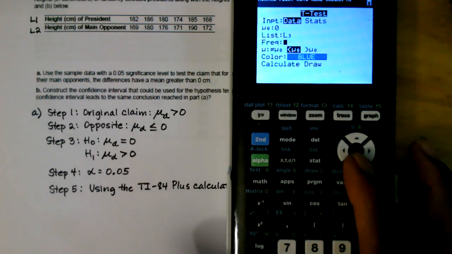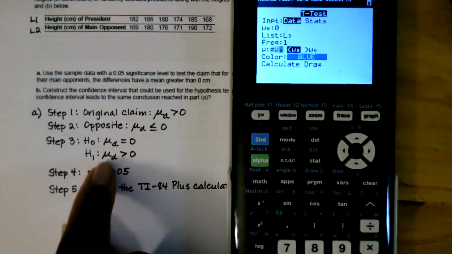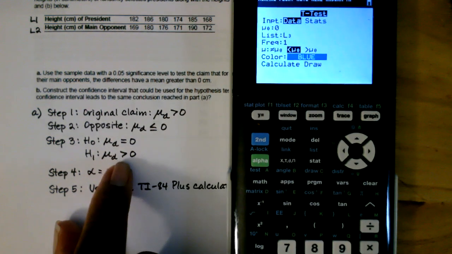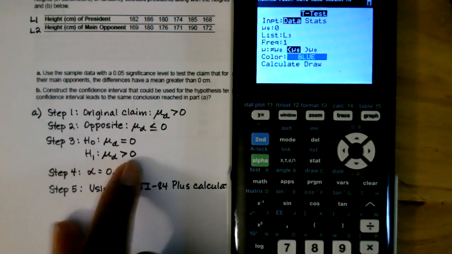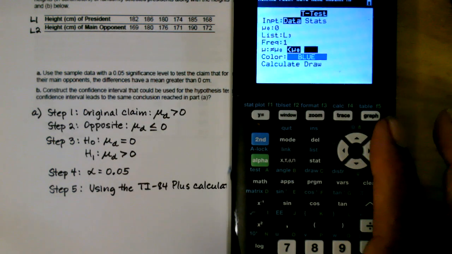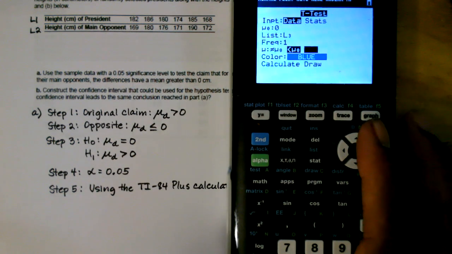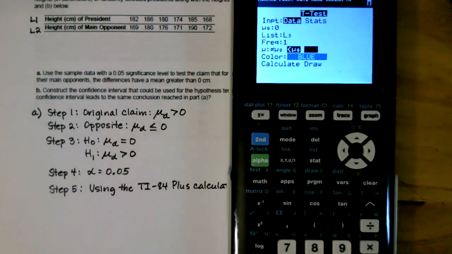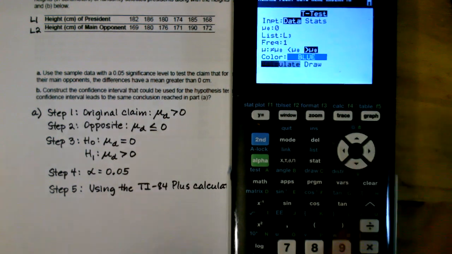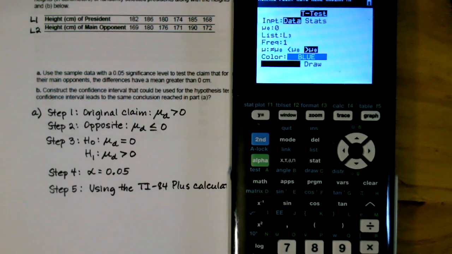Frequency remains at 1. Now let's look at our alternative hypothesis here. It's going to be, in this case, greater than 0. So I'm going to right arrow over to greater than mu sub 0. That needs to be selected. Cursor over that and then press enter to highlight it. Skip the color, go all the way down to calculate, and then press enter.